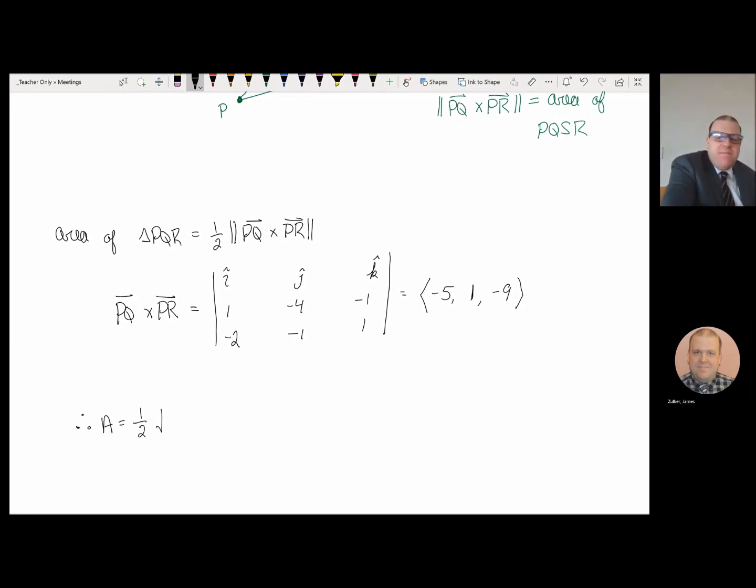Area would then be 1/2 of the square root of 25 plus 1 plus 81. So root 107 over 2.